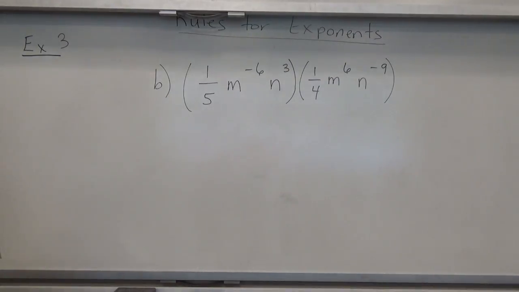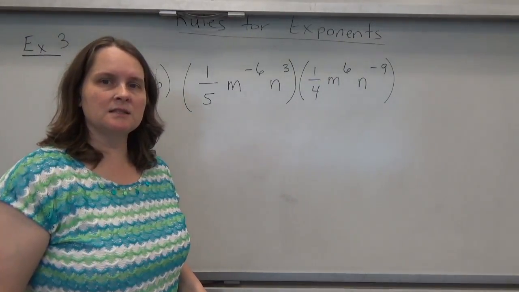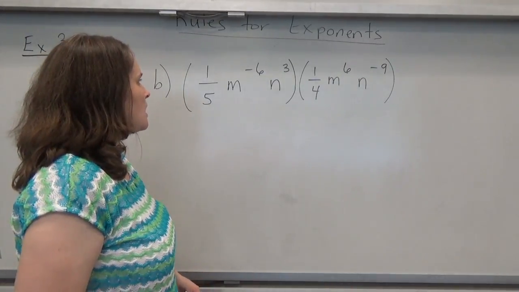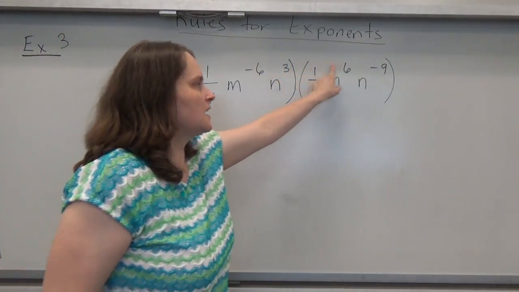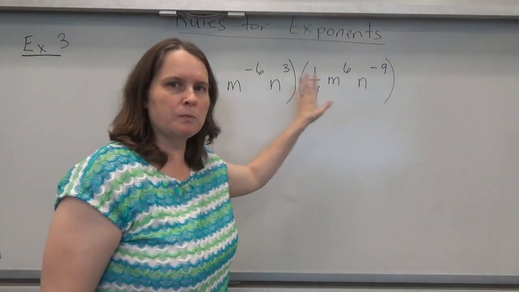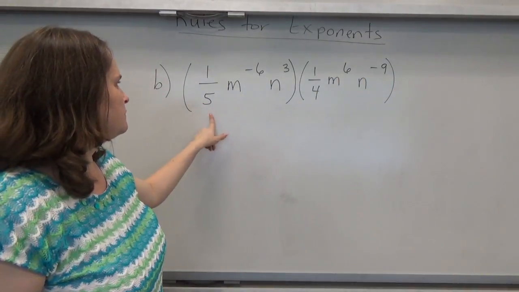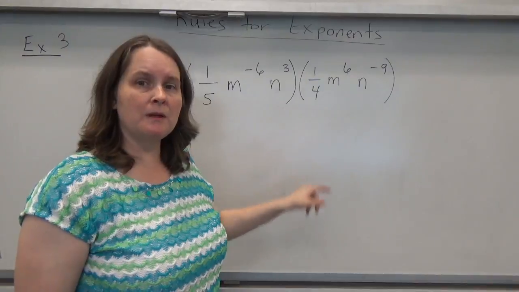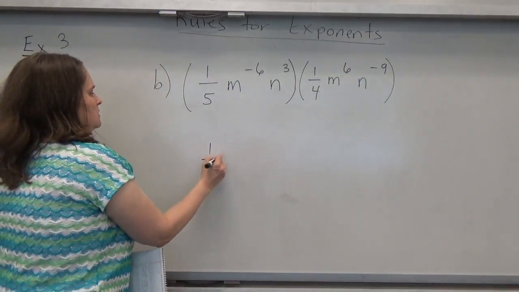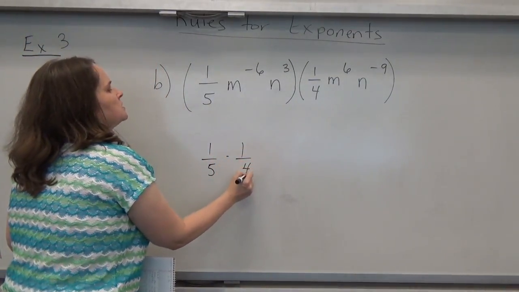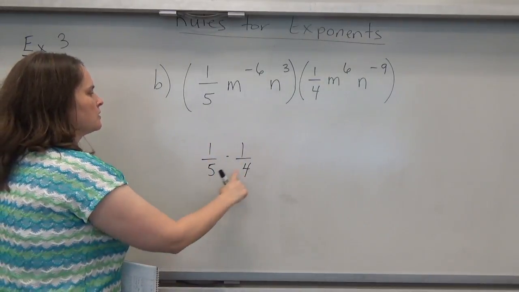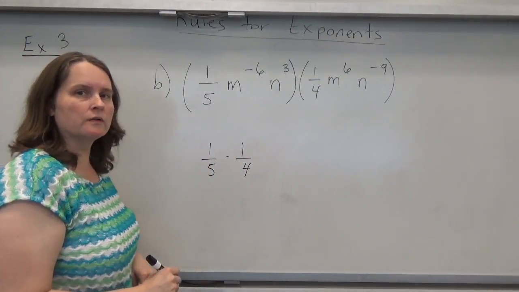Okay, so let's see how you've done. Again, there are no exponents on the outside of the parentheses, so we're just multiplying everything together. 1/5 times 1/4, when you multiply fractions, the rule is to multiply straight across the top, straight across the bottom. So that's going to give you 1/20.